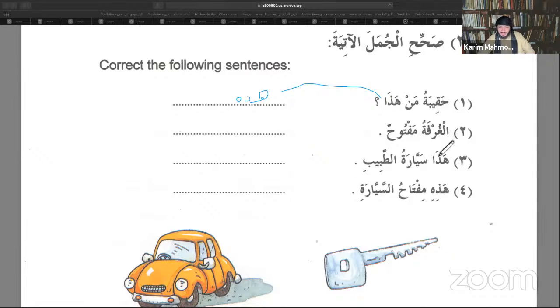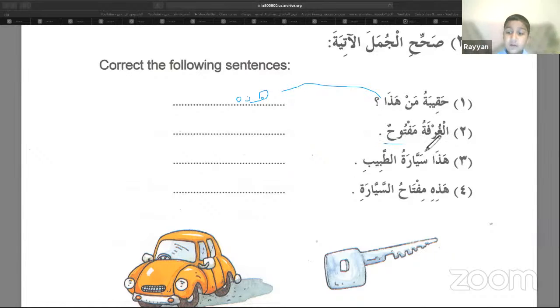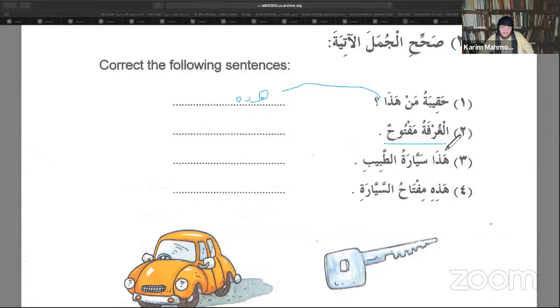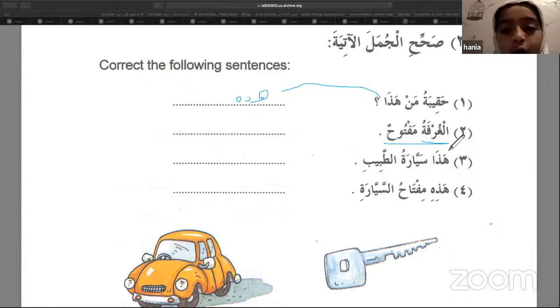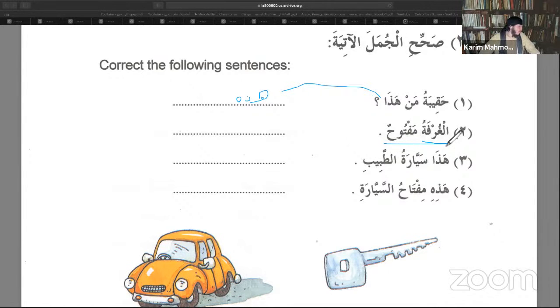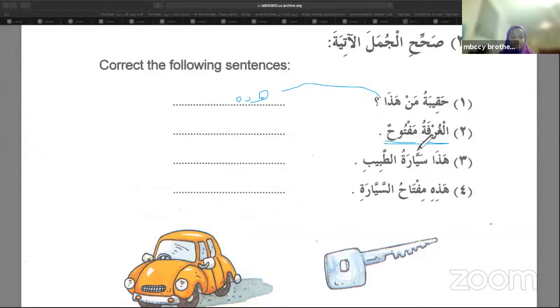Let's do the next one here and give it to Maha. Everybody read. We're going to just go through the words together. Al-ghurfatu. What does al-ghurfatu mean? Room. The room. Yes. Okay, good. So, maftuhun. What does maftuhun mean? Open. Okay. No, maftuh is not went out. Maftuh is open.